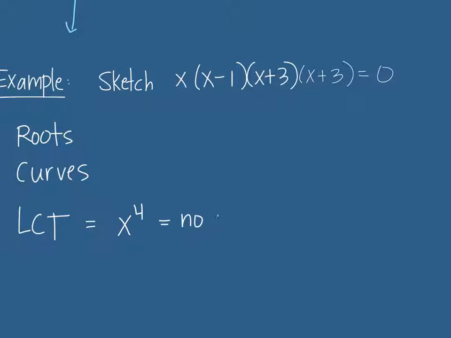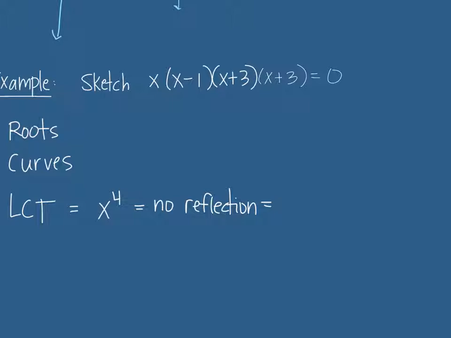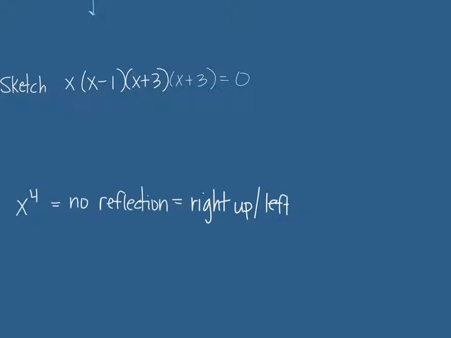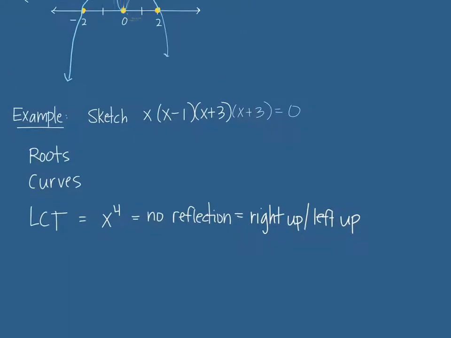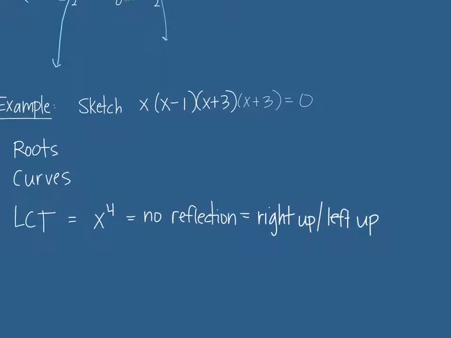which means there's no reflection, which means, what about the right side? Okay, Ashley, what do you think? What's the right side going to do? It's going to go up. And what's the left side going to do? It's also going to go up. And if the lead term is x to the 4th, Sarah, you okay? Okay. I'm going to ask you a follow-up question, so just be ready.